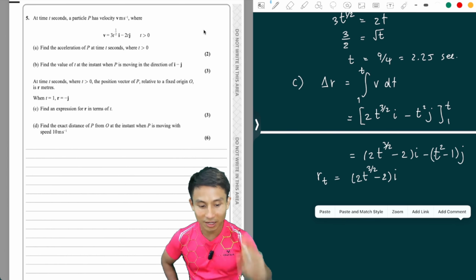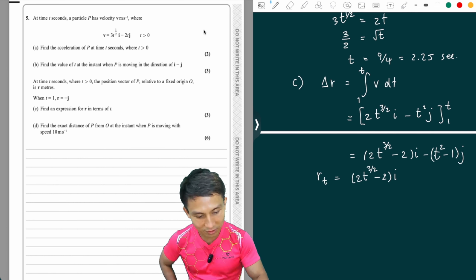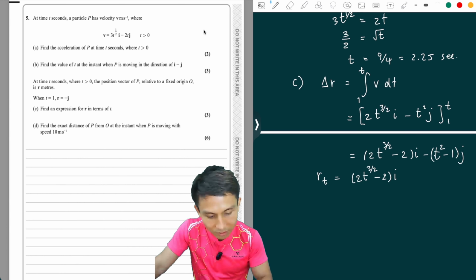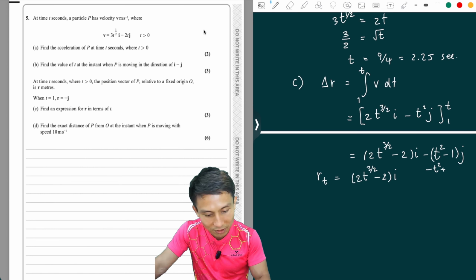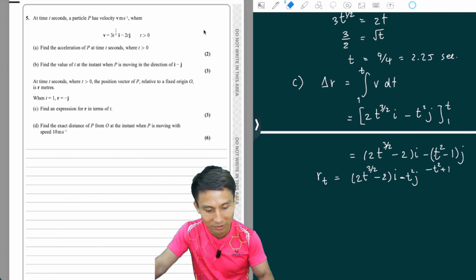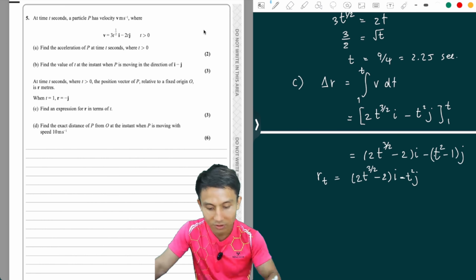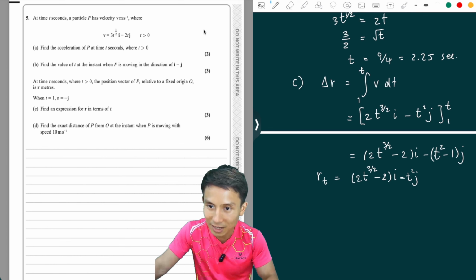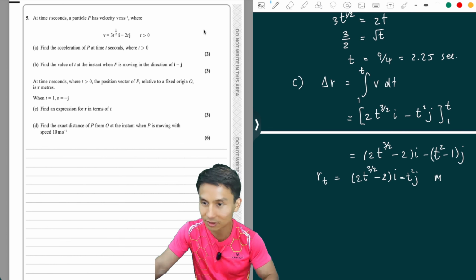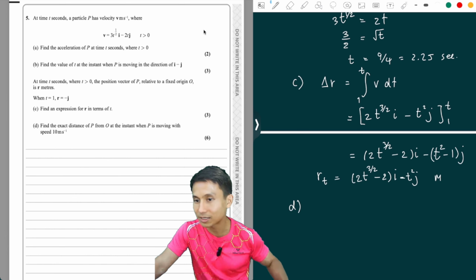So minus j is minus 1, right? So if you add a minus 1 into that, this is basically just minus t squared plus 1j. So you're going to get minus t squared j, just that, because the minus 1 will cancel with the plus 1 there. All right. So that is r at time t. That's just done, actually. Meters. That's it.